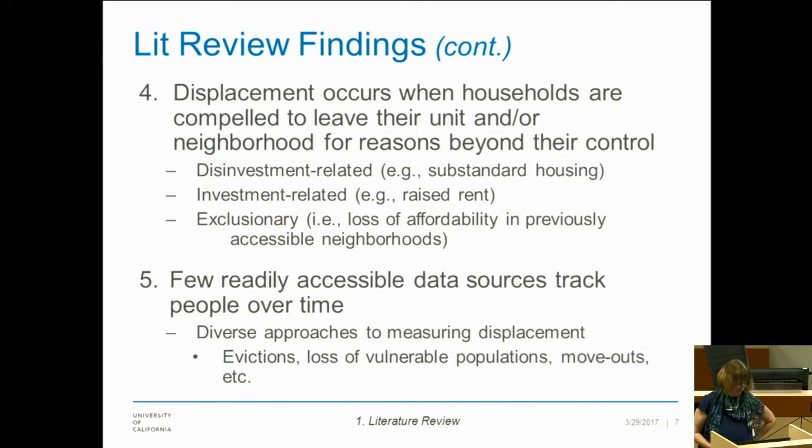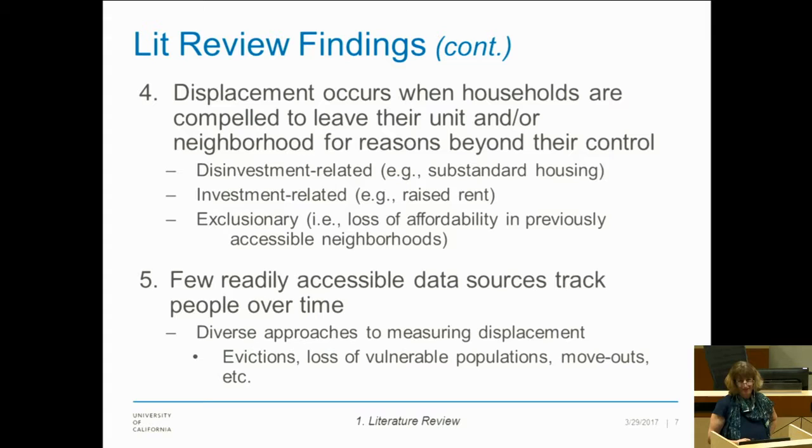There are many forms of displacement or forced moves. It's not just about new investment and raised rents that causes displacement. It's also about disinvestment. And we also have to acknowledge the role of exclusionary displacement, when low-income households can no longer move into a neighborhood.